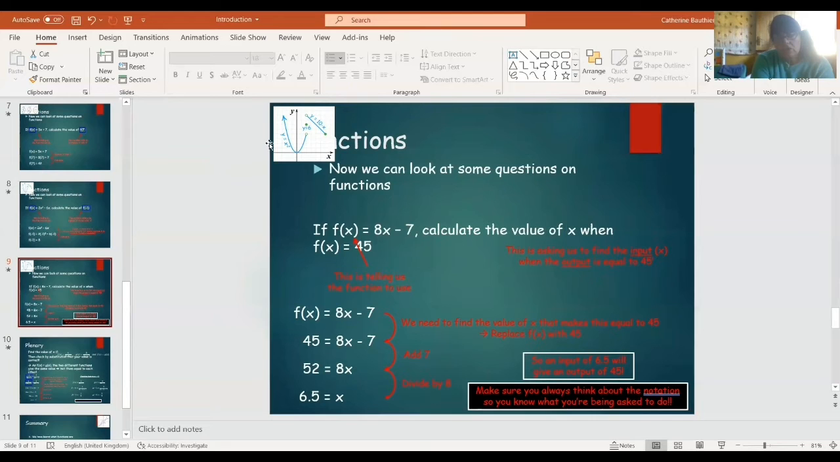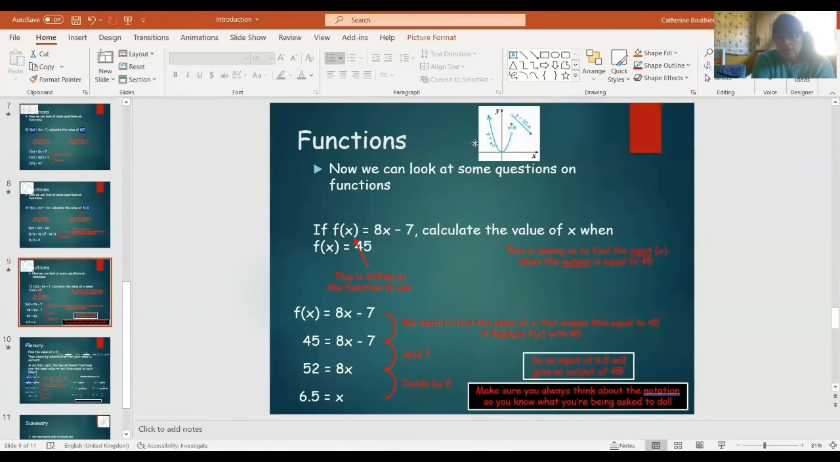Now we look at some questions on functions, right? And remember, that's telling us that it's a function. And this is asking you to find the input x when the output is equal to 45. So they've told you f of x is 45, and they want the x. Remember, we're going backwards. So here we put the 45 on the left. We could put it on the right. I would probably put it on the right and say 8x minus 7 equals 45 because you don't like working backwards. So if 8x minus 7 is 45, you want to get 8x on its own. So you're going to take the 7 across. So you're going to get 45 plus 7, right? Because you're adding 7 to both sides.